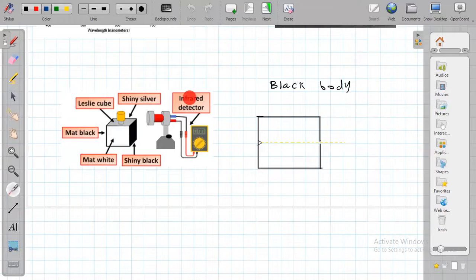So you can use this with an infrared detector and measure the amount of temperature. You know what an infrared detector is?